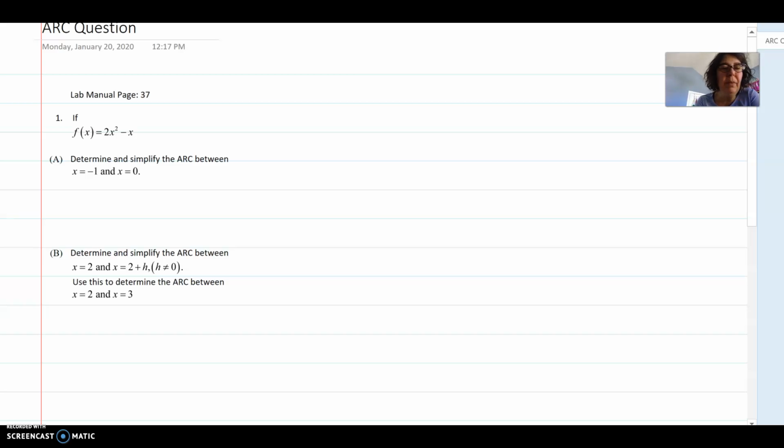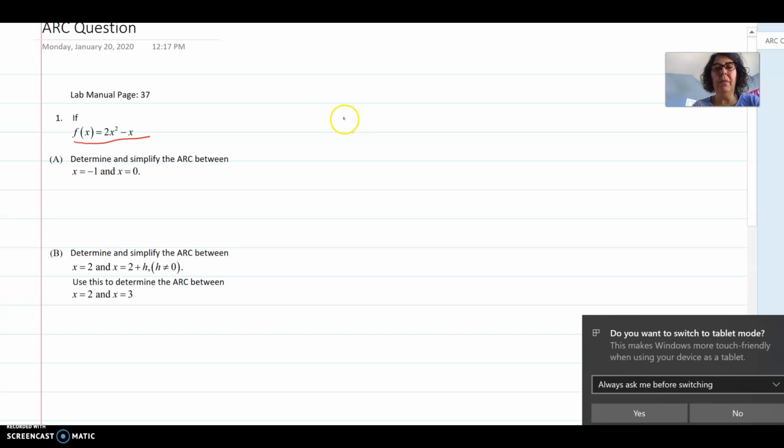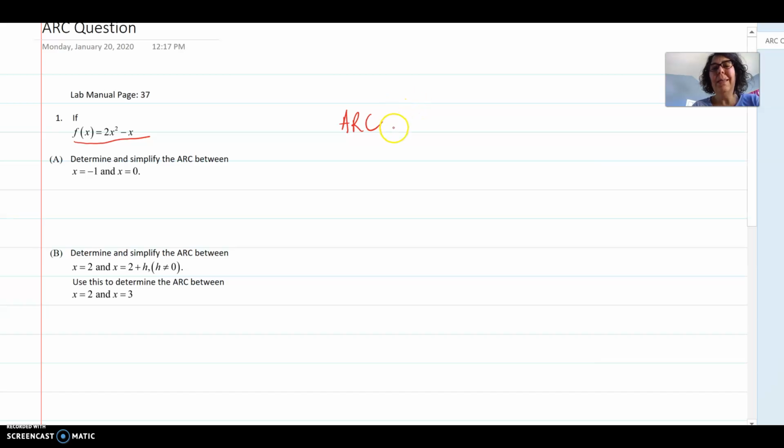This is a problem in the Lab Manual, page 37. So here is the function we have. Determine and simplify the average rate of change. First, just a quick recap. What is average rate of change? It's slope, actually. It is delta y, change in y over change in x.